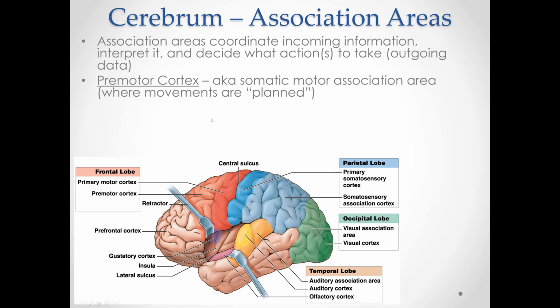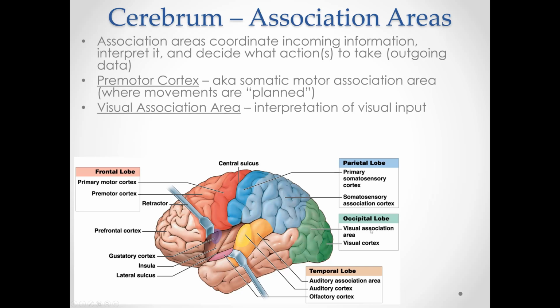So the premotor cortex is actually in the area of the frontal lobe that sits right in front of the primary motor cortex. So it is this lighter shade of red here. And this is where you're actually planning your movements. This is also sometimes called the somatic motor association area. This is where you decide, okay, I'm going to raise my hand. And so this is going to be the area that makes the decision of what movement you want to do, and it is going to pass that information along to the primary motor cortex, which then will send the signal to the muscles in your hand to make it raise up.